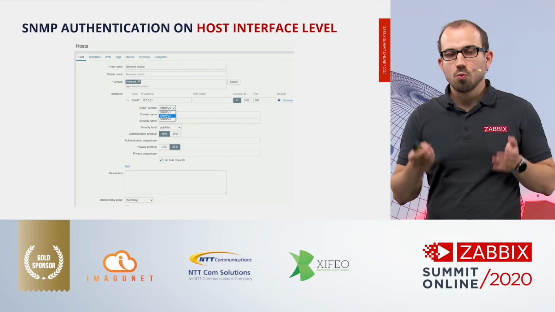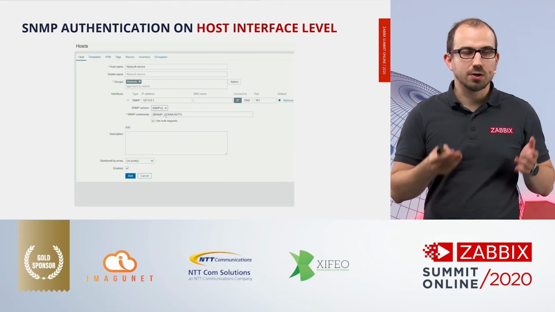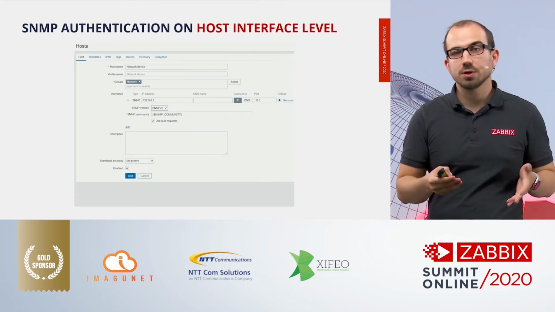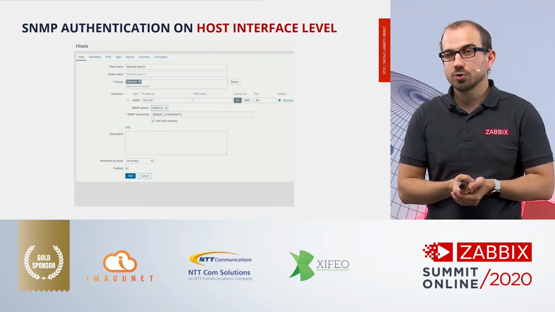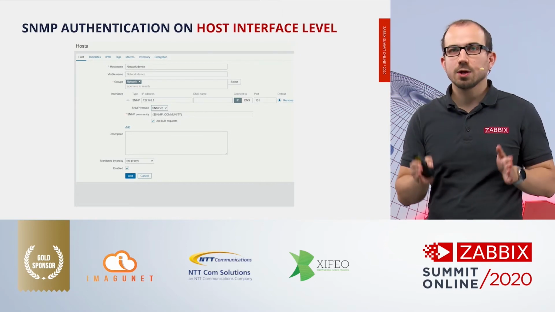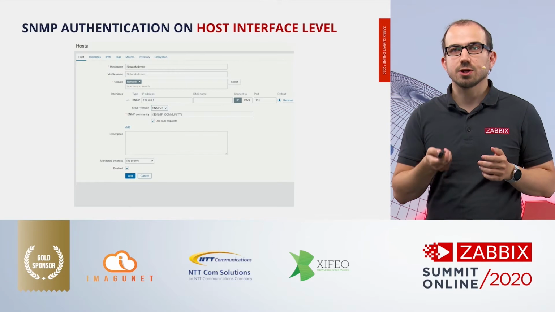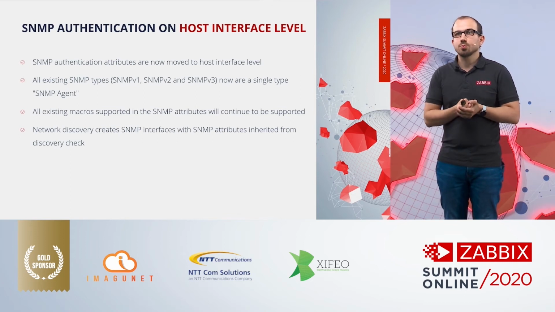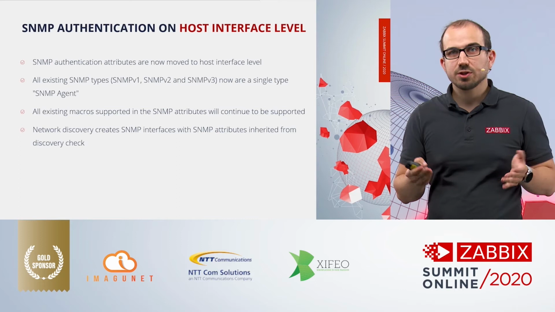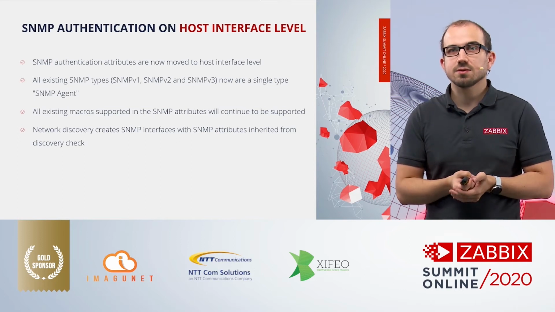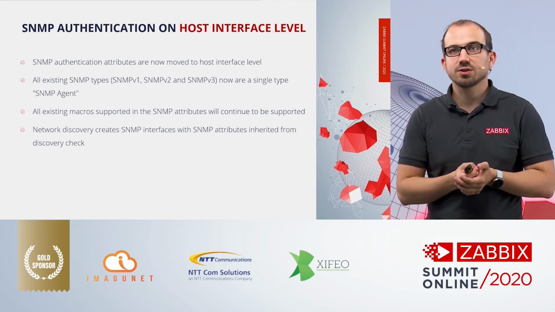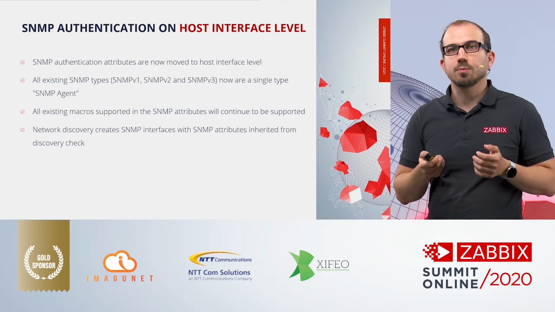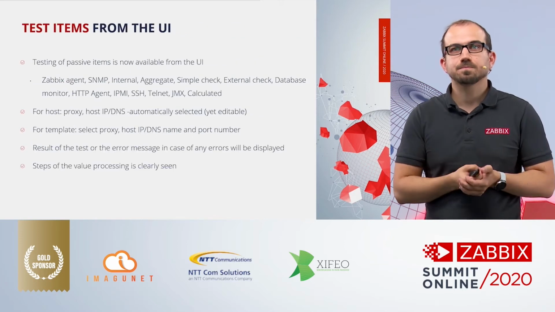So no more defining on each item. For example, if you use the correct community name, everything is in one place, clearly seen, faster to adjust. For example, all the existing macros that are supported in the SNMP attributes will also continue to be supported. And if you use network discovery to actually find those SNMP interfaces, all the SNMP attributes inherited from them will be also passed further.